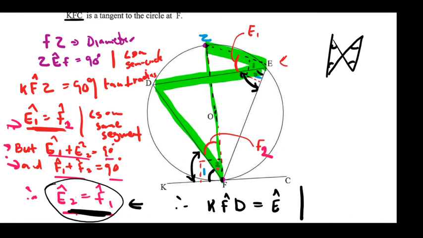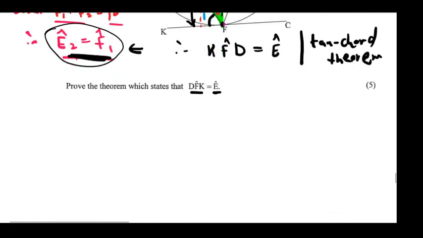But you need to write the reason because it will help the marker tell which theorem you actually used. Yes, they'll see by your steps, but you need to conclude with the theorem that you used. So you can say tan chord theorem. Then we're done with this problem, and you're going to get all your marks.